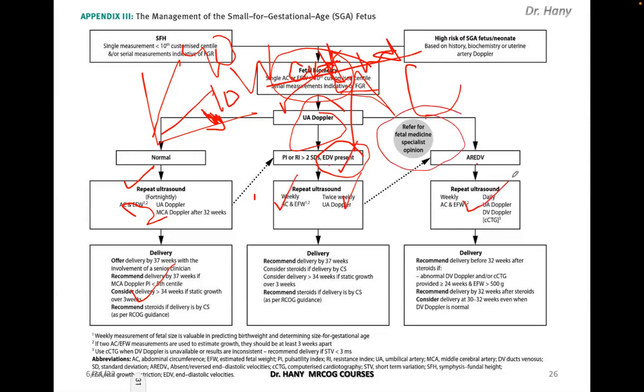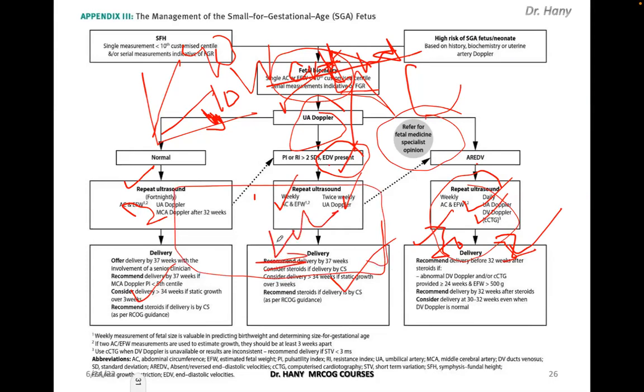Why? They will do ductus venosus Doppler daily, umbilical artery Doppler daily until 30 to 32 weeks. And I will consider delivery here, offer delivery here. Once I have absent or reversed, there is no chance to do induction of labor. Here I have chances to do induction of labor with a low threshold for cesarean section. Any change, I will go for cesarean section.